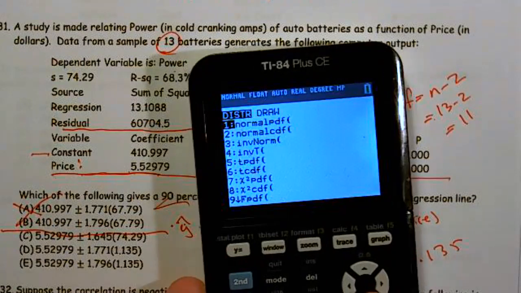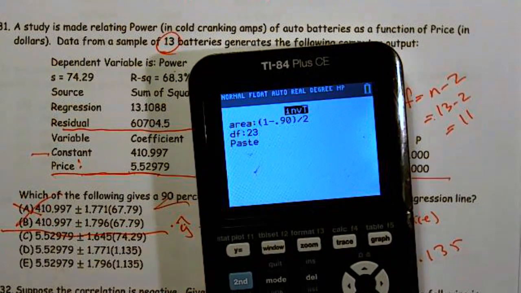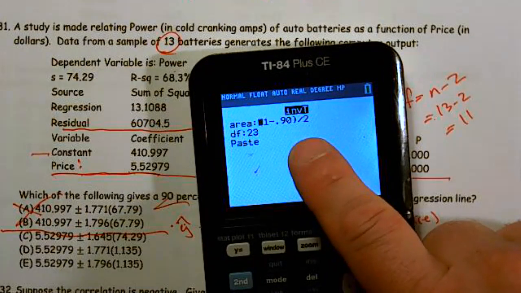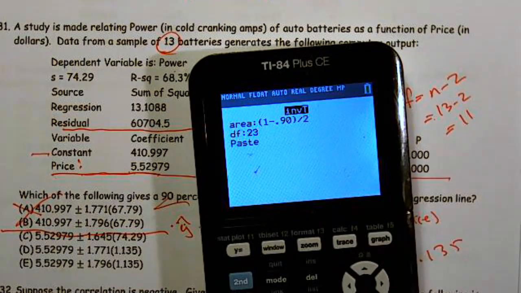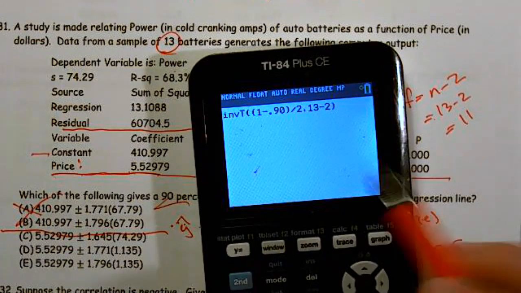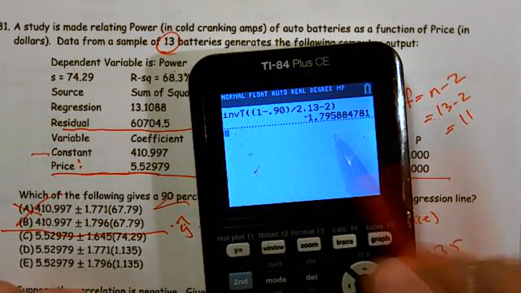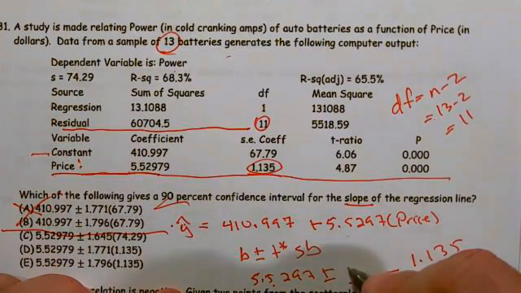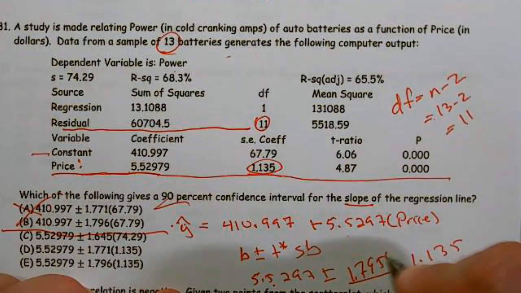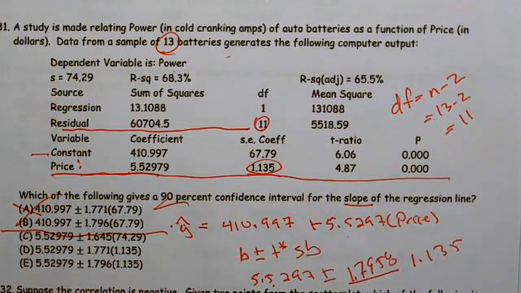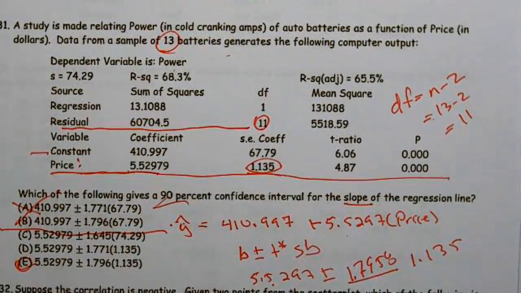Second bars, inverse T, parenthesis 1 minus 0.90 divided by 2, and our degrees of freedom was 13 minus 2, or just 11. And we end up getting a T star of 1.7958. All right, 1.7958. Which makes E my answer for 31.